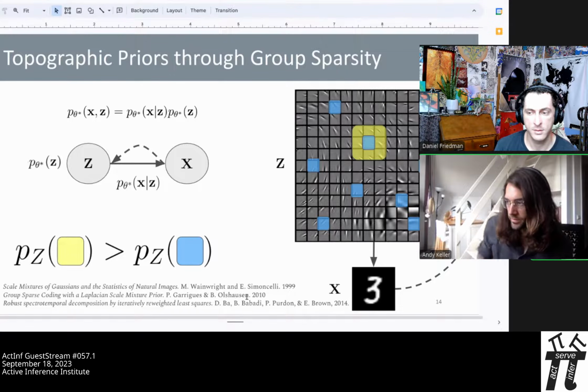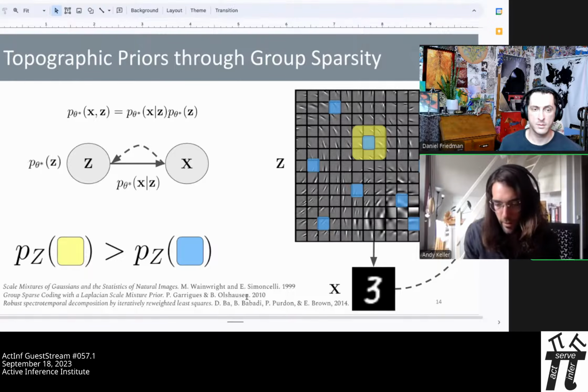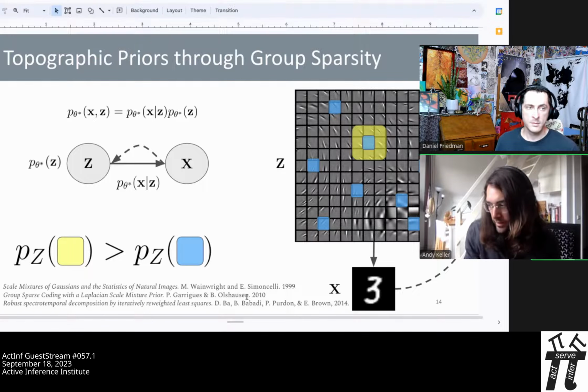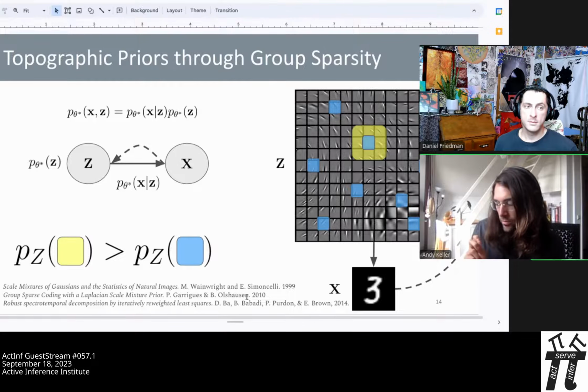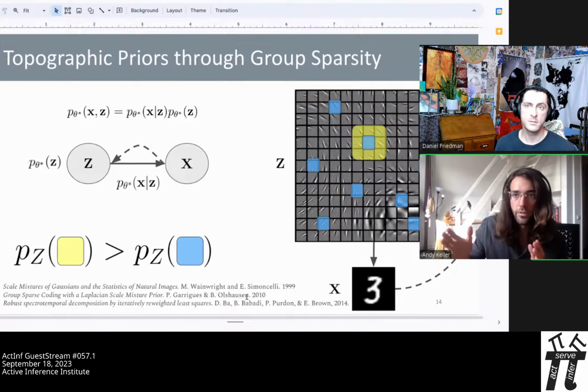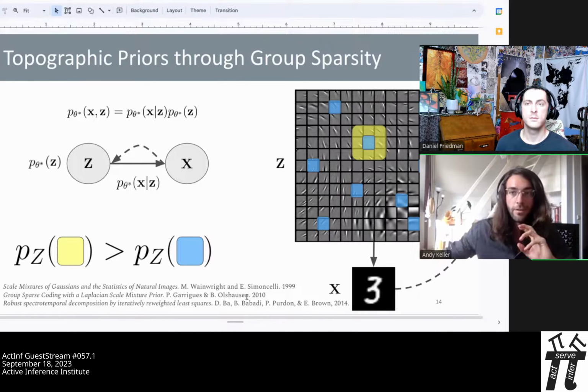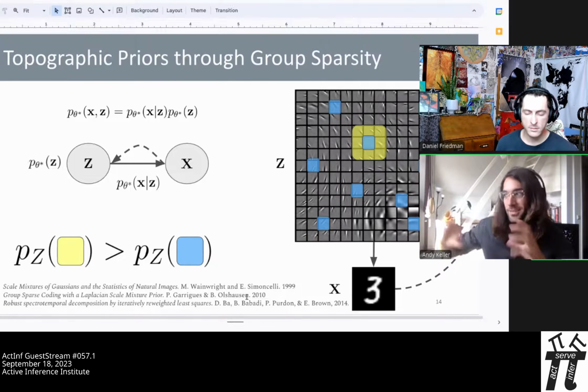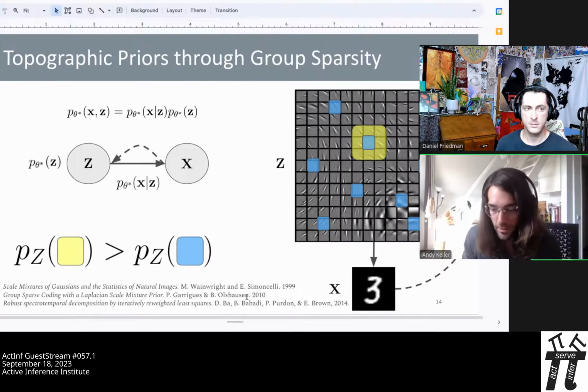Some people like Demba Ba at Harvard and some people I'm working with now have done these kind of unrolled iterative sparsification networks, where it's like a recurrent neural network and it iteratively sparsifies, and you can show that this yields something like ReLUs or group sparse activations like we're using here.